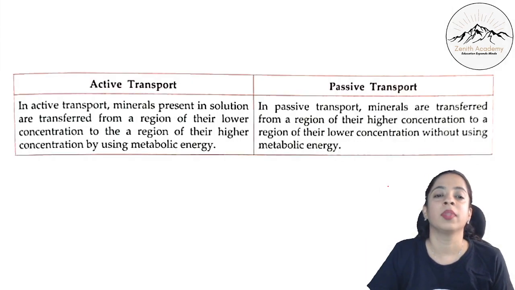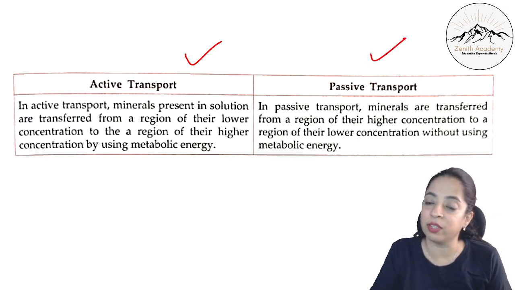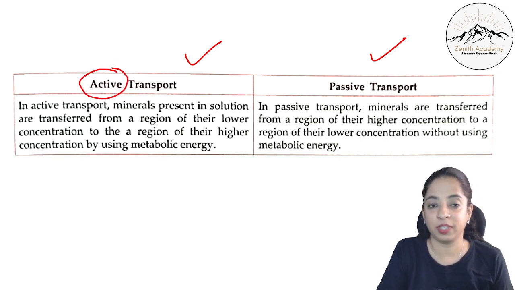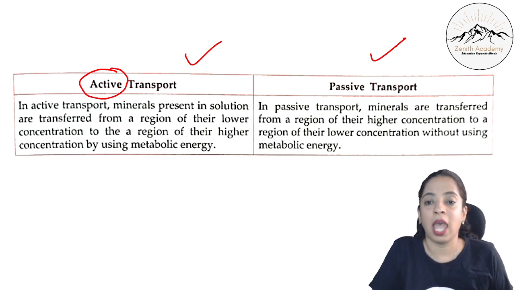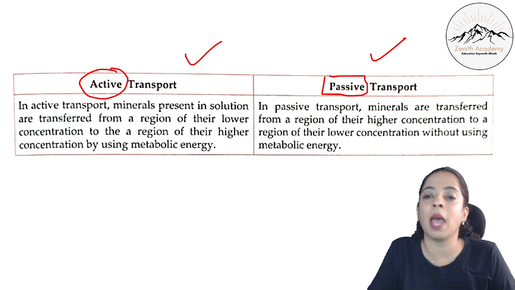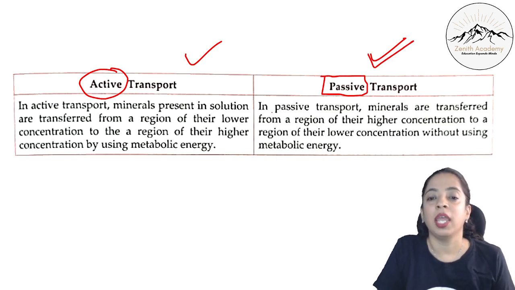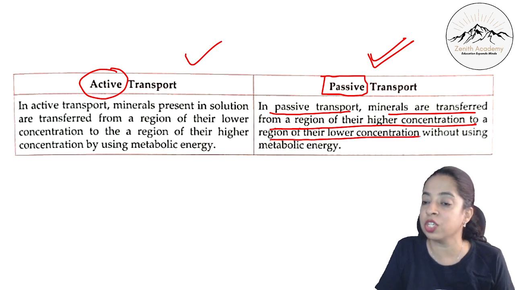Let's go ahead. Active and passive transport. Passive is what keeps happening generally, and active transport needs energy. Active, what does an active child look like? Full of energy. And passive is the things that keep on happening on their own. So first we will read passive. In passive transport, minerals are transferred from a region of their higher concentration to the region of their lower concentration without using any metabolic energy.